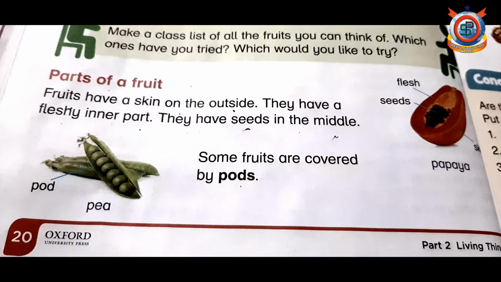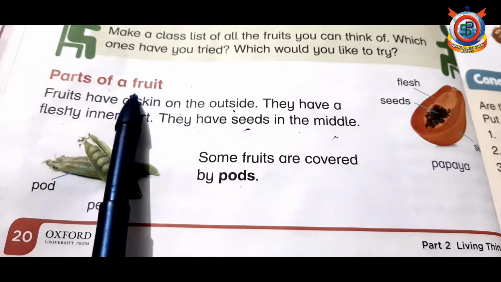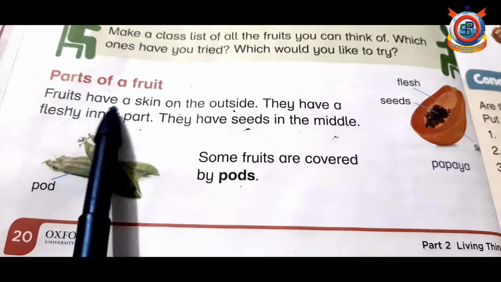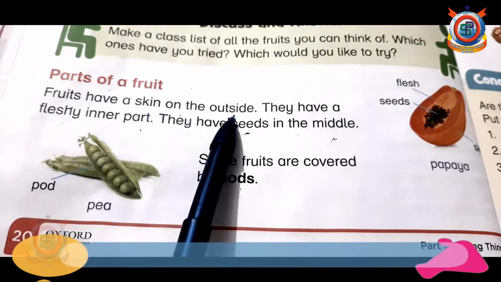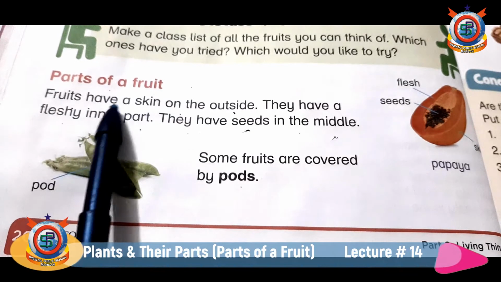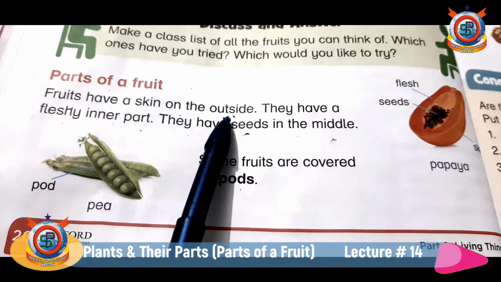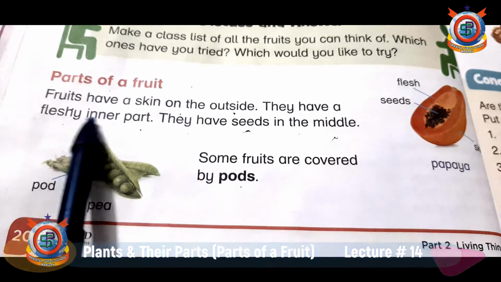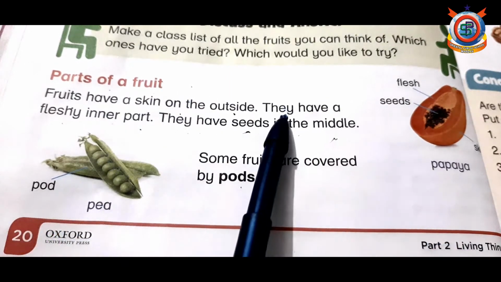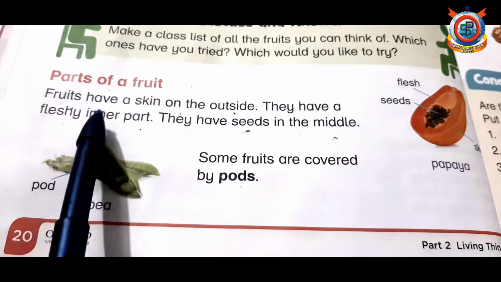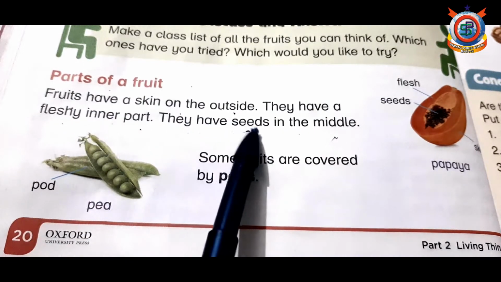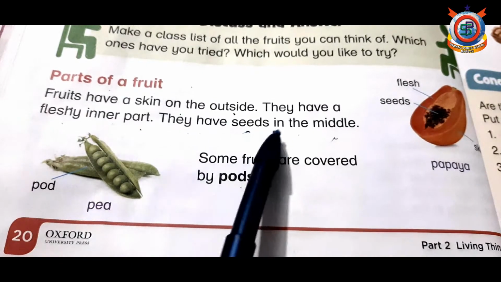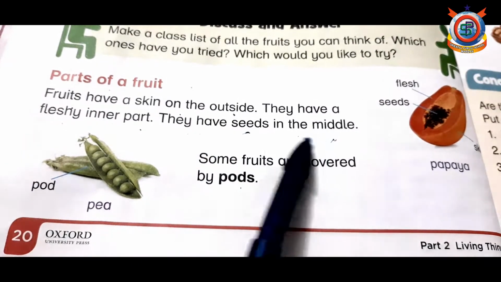Now today our topic is parts of a fruit. Fruits have a skin on the outside. They have a fleshy inner part. They have seeds in the middle.